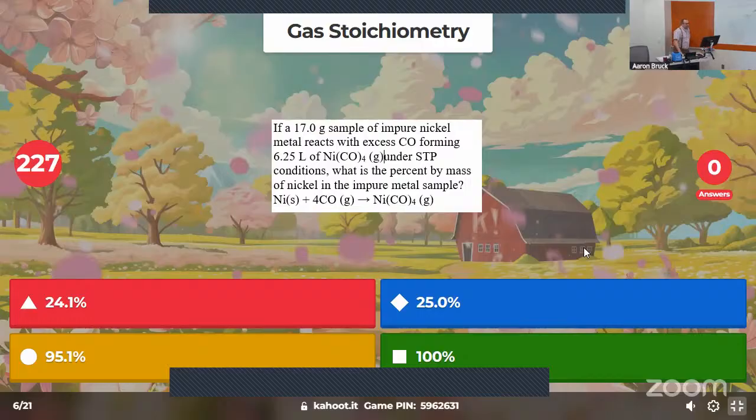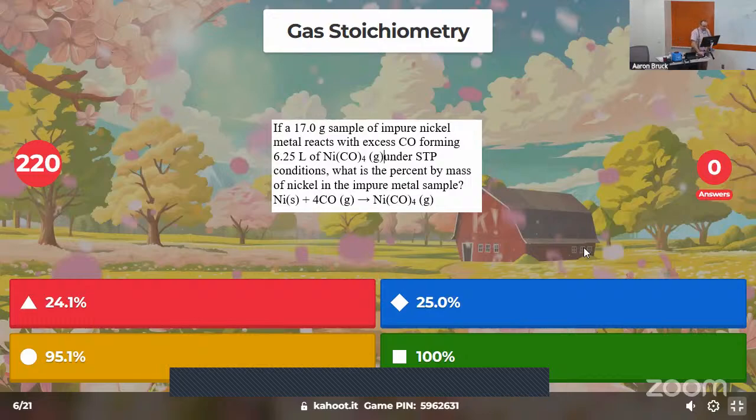We got a 17-gram sample of impure nickel reacting with excess carbon monoxide to form 6.25 liters of tetracarbonyl nickel gas complex under STP conditions. And what we want to know is, what is the percent of nickel in the impure sample? Okay, lots of pieces and parts in here. What's the main takeaway?